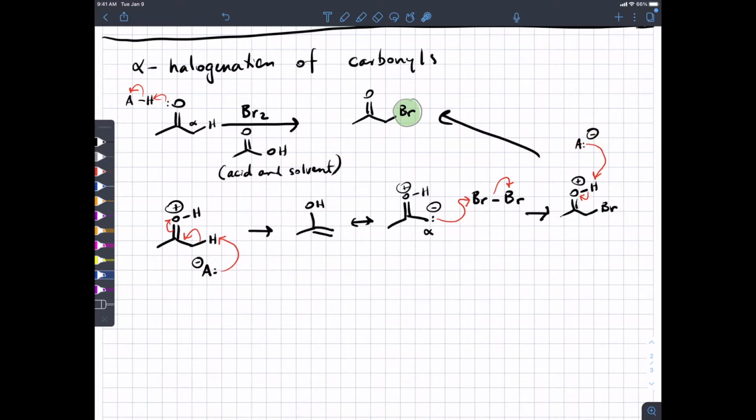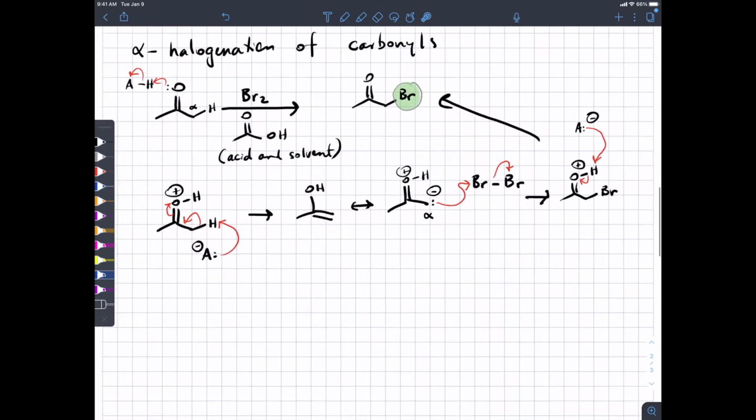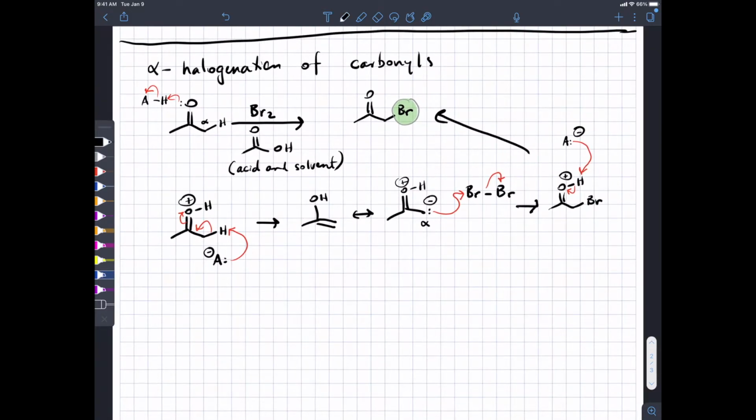I really don't like that because Br minus is not a good base. So we're going to be agnostic about what this base is. So this is a good way to install a leaving group on a carbon alpha to a carbonyl. Now, look at what this does.